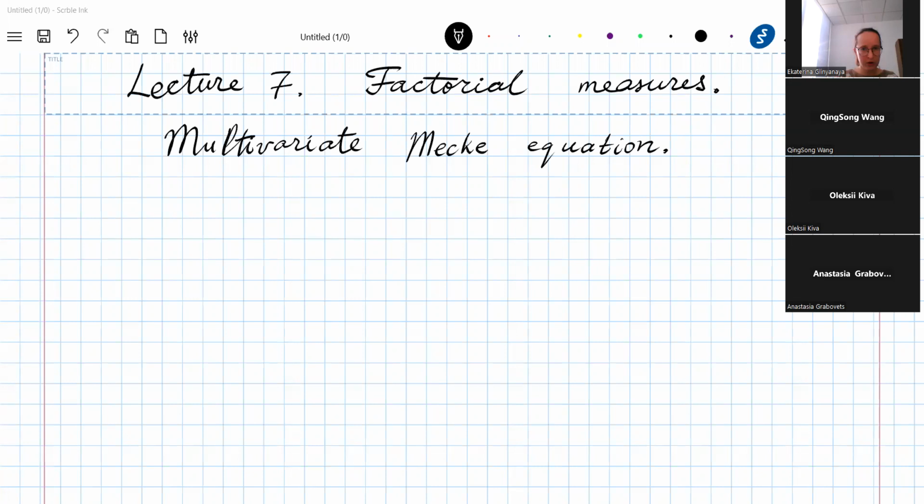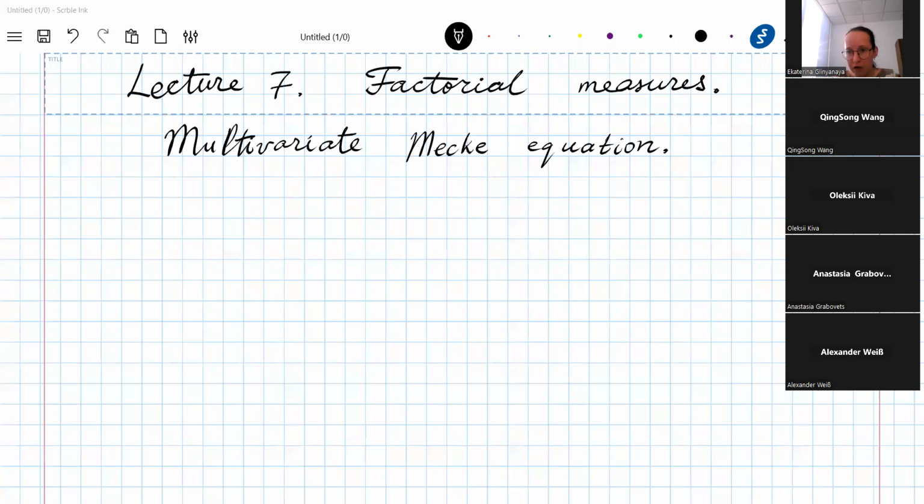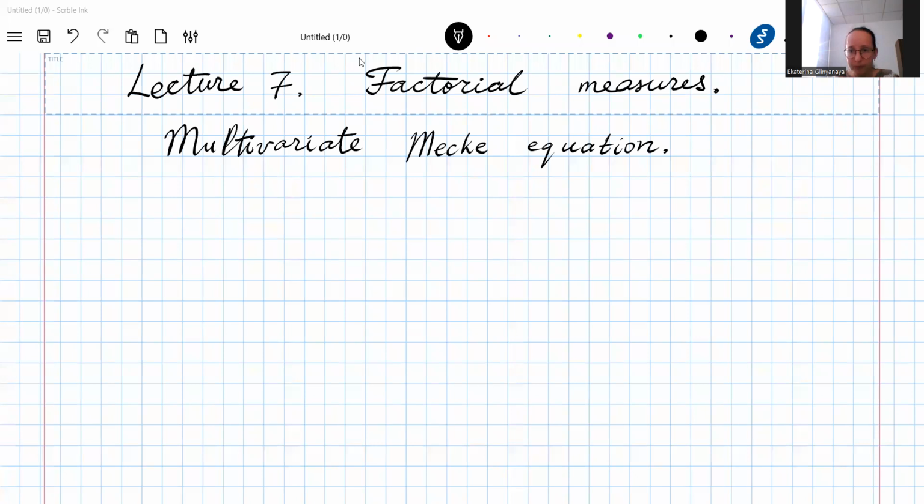So today we will continue our work with factorial measures, and we will see some multivariate form of the Mecke equation. So we saw it in one-dimensional form, and today, since we know how to produce a product of measures, we will see a multivariate form of such an equation. Okay, so let's continue. Let me remind what we did in the previous lecture.